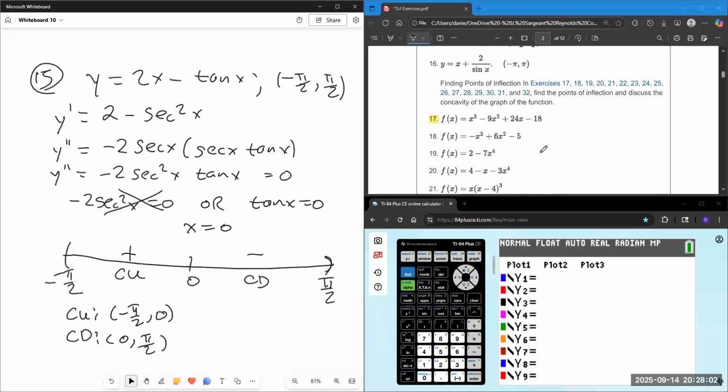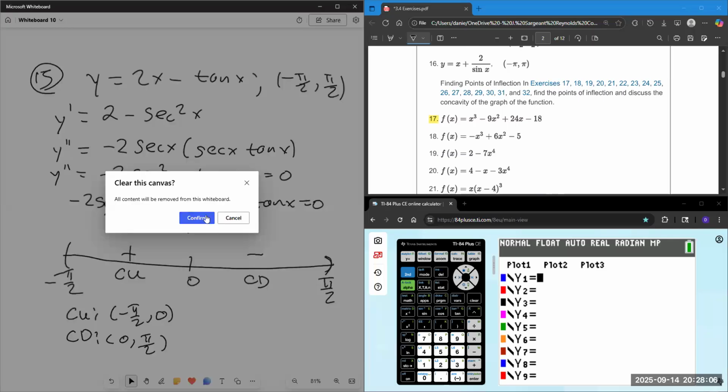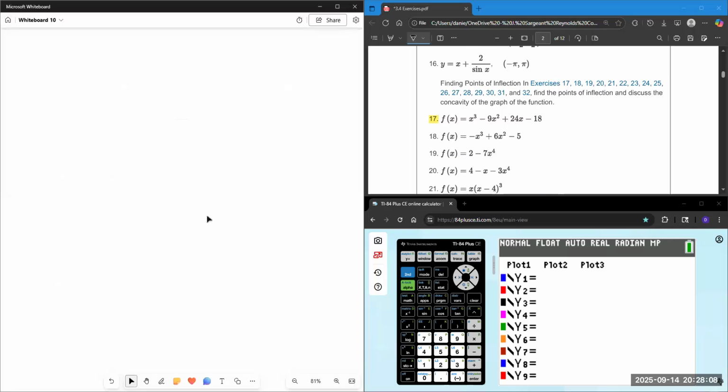Let's start to talk about the next concept in number 15. It's going to be something called a point of inflection. Those zeros of the second derivative, we stick those x values back into the original function and calculate them to get an ordered pair, and that will be called a point of inflection.